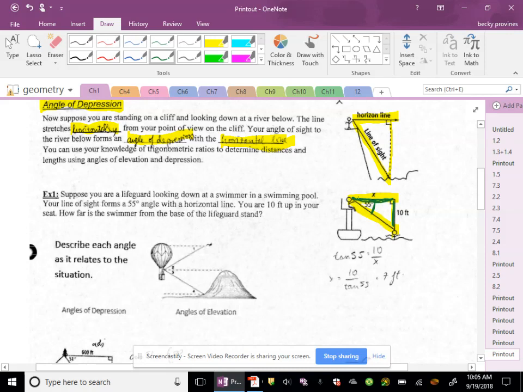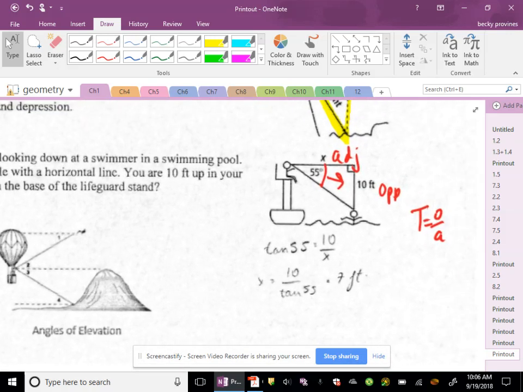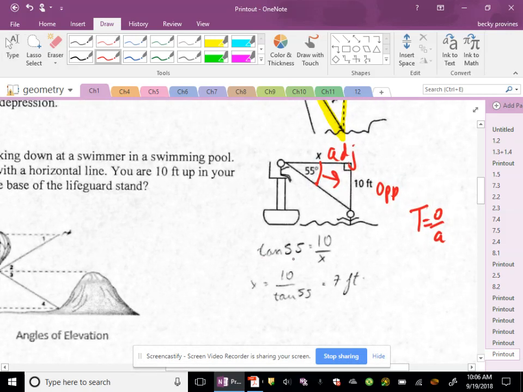Once you draw the picture, this is exactly what we did in the previous lessons. From the angle that you're working from, what two side lengths do you have? You have the opposite and you have the adjacent. And you guys know tangent is opposite over adjacent. So that's how we write it. As you can see, I already have it written out for you. It's the tangent of 55 degrees equals 10 over x.